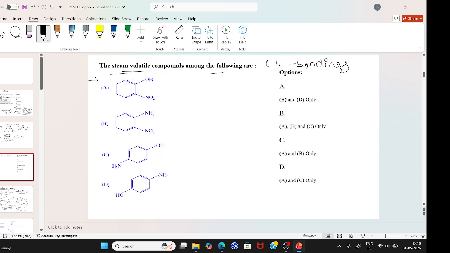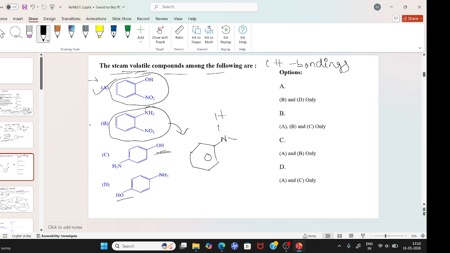Now coming back to your question, this one I have already explained to you. It's orthonitrophenol. Definitely this is a steam volatile compound. And out of this, I have told you para substituents mean intermolecular hydrogen bonding. Hence this one is not volatile, and this one is also at ortho position, and you know nitrogen can also participate in hydrogen bonding. So here also, if you look at the structure with NH2, there is intramolecular hydrogen bonding. So A and B will be steam volatile. So your correct option will be option C.